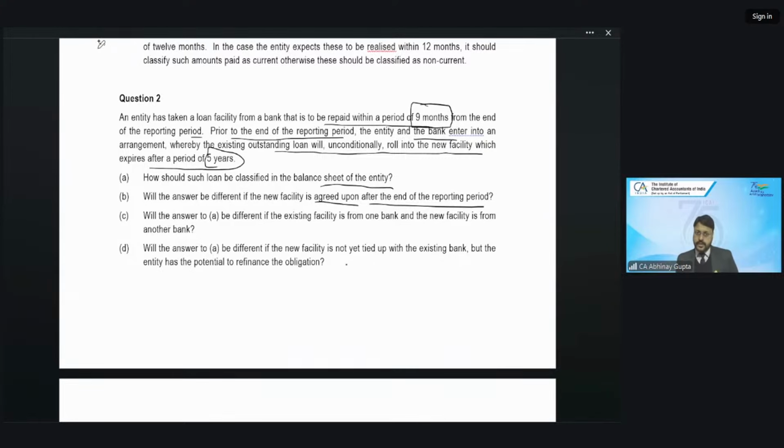Yes, sir. Okay. Third, will the answer to A be different if the existing facility is from one bank and the new facility is from another bank?